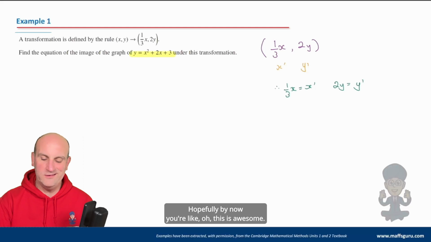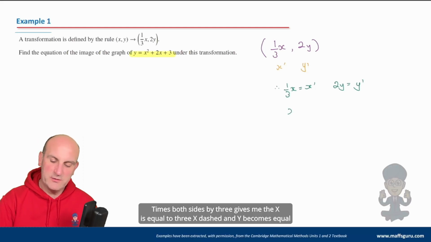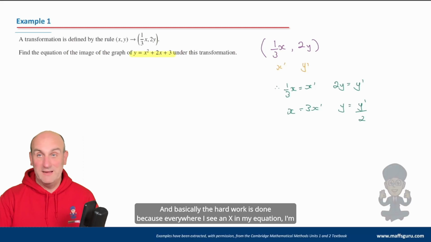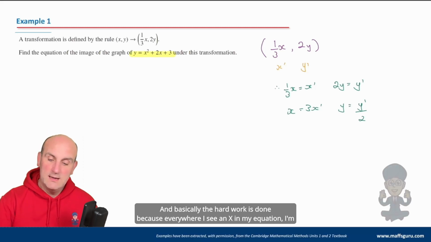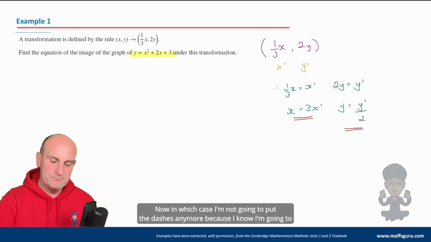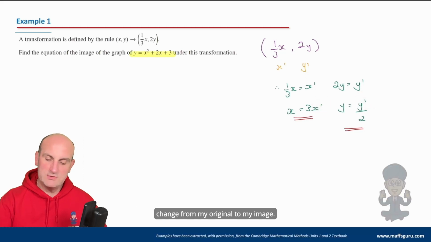Hopefully by now you're like, oh yeah, this is awesome. Times both sides by 3 gives me that x is equal to 3x dashed, and that y becomes equal to y dashed on 2. Here we go. So basically the hard work is done, because everywhere I see an x in my equation, I'm going to do that. Every time I see a y, I'm going to do that. Now, I'm not going to put the dashes anymore, because I know I'm going to change from my original to my image.